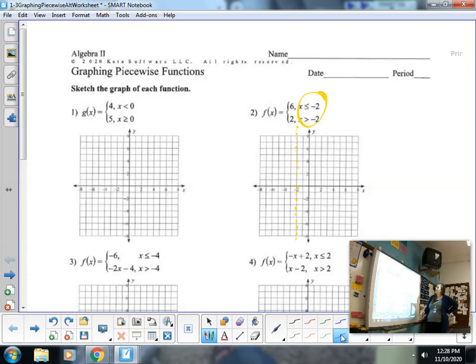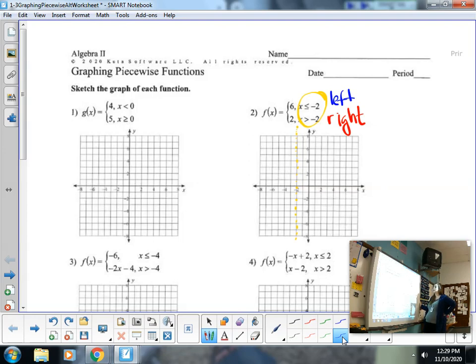Once you figure out your boundary, you want to figure out which side of the boundary each piece is going to exist on. Since the top piece is less than, it is going to exist to the left. The bottom piece is greater than, so it is going to exist to the right. And actually, I'm going to write that in a different color so we can keep our colors straight whenever we're going through them.